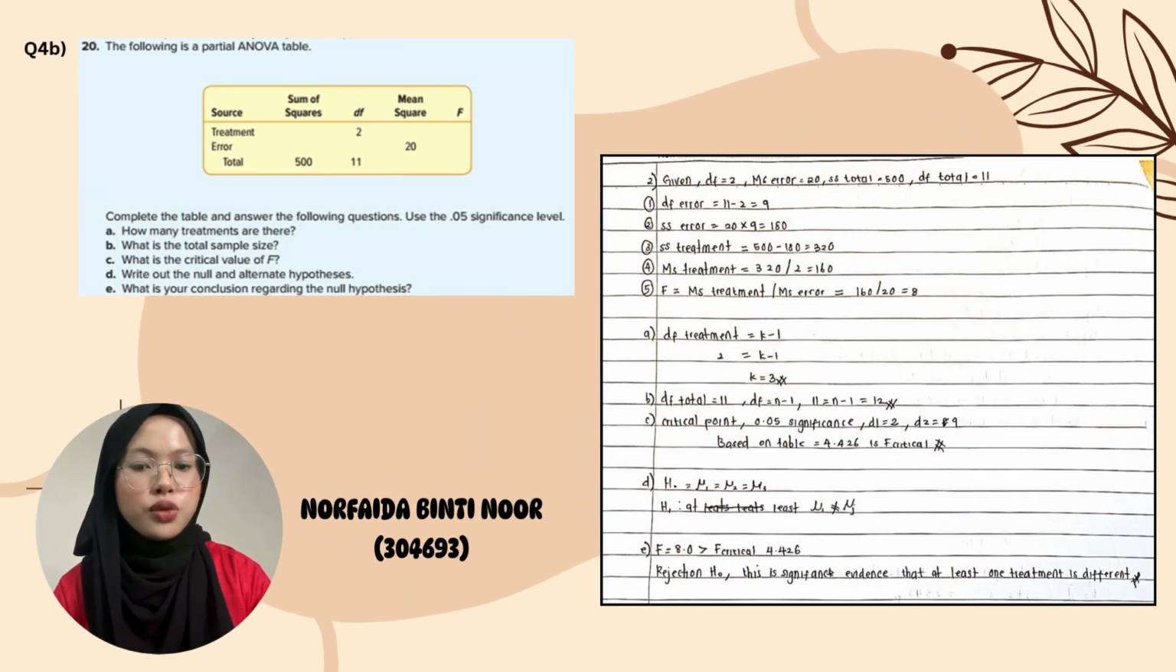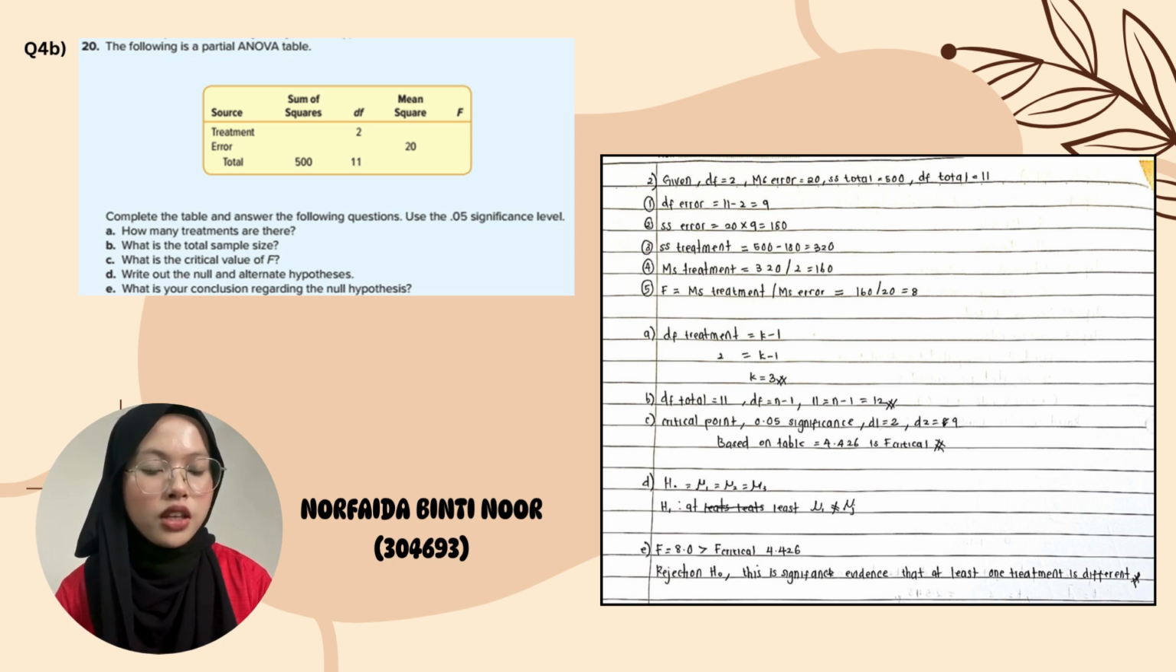So we continue to question 2. We are given an incomplete table. Before we answer the question, we need to complete the table first. For the DF error, we get 9. For SS error, we get 180. For SS treatment, we get 320. For the MS treatment, we get 160. And for the F, we get 8.